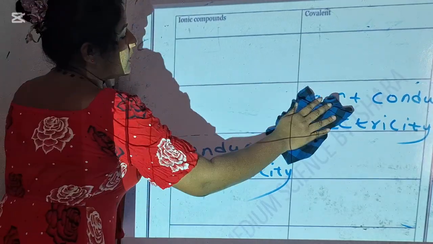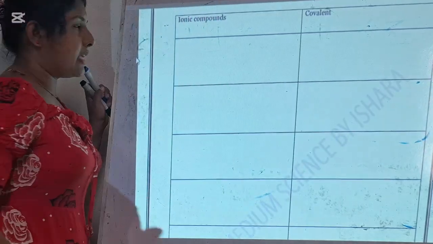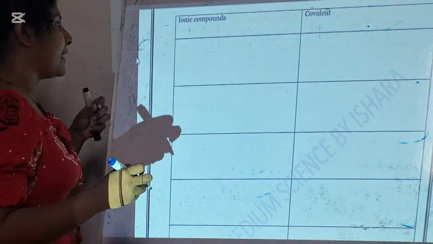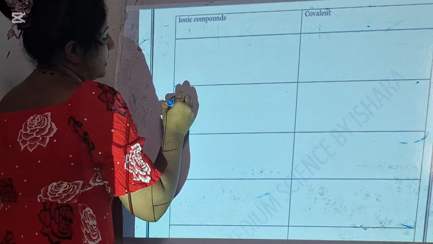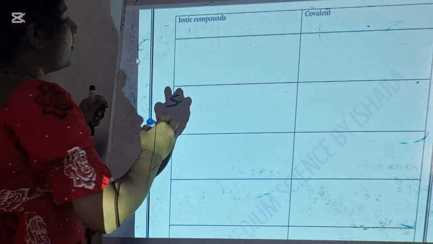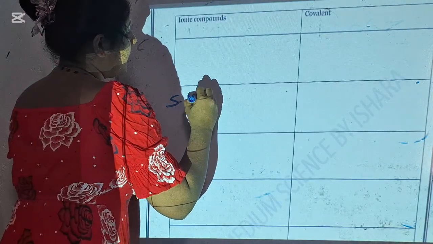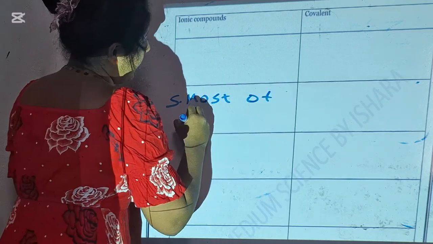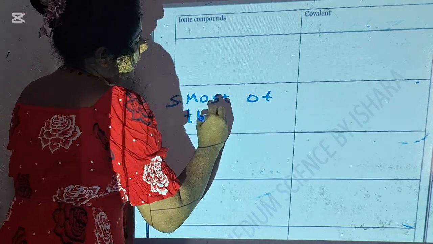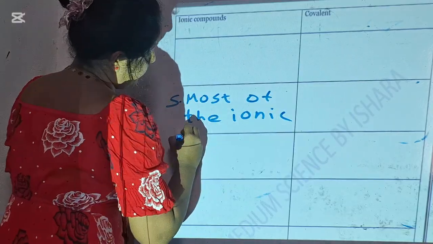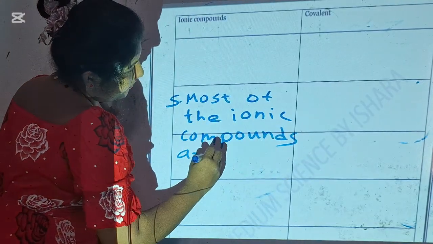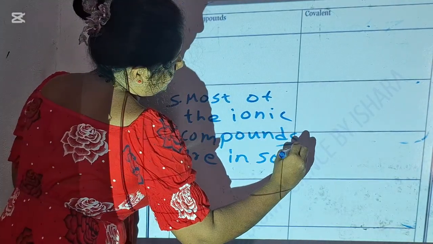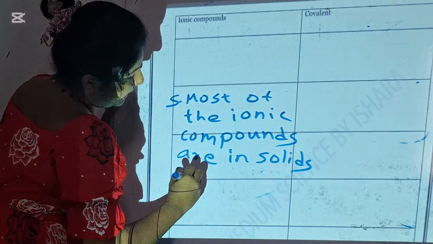The last point of the differentiation of ionic and covalent compounds is the fifth one: most of the ionic compounds are solids at room temperature.